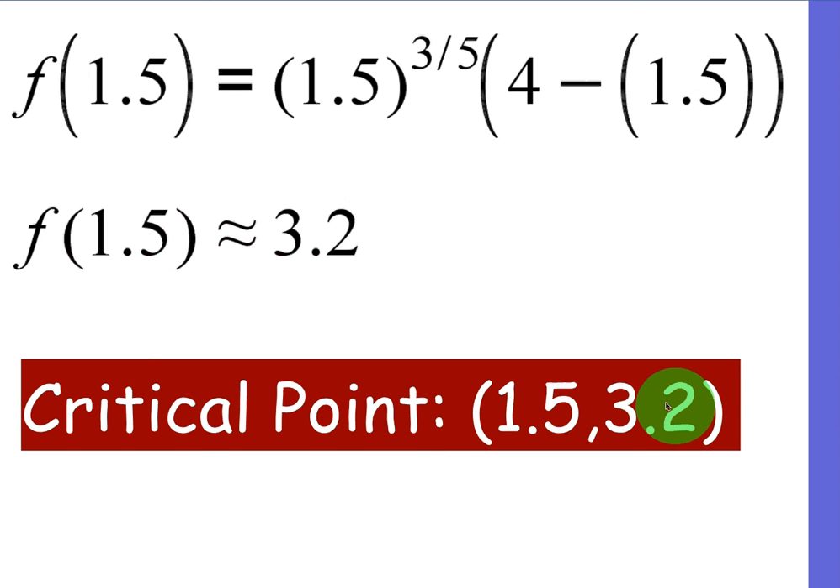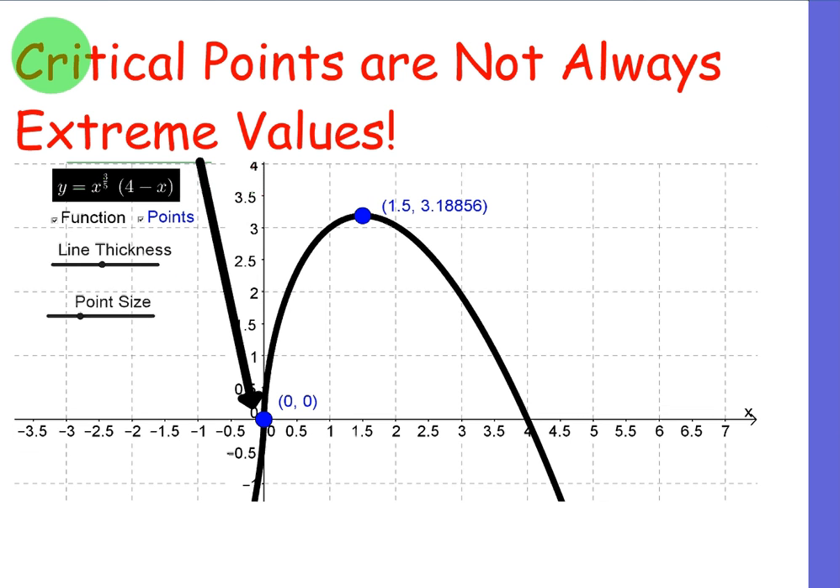Now here's where we really want to get at for this particular example. All right, we'll look at 1.5, 3.2 first. We can see why it's a critical value. It has a horizontal tangent. And when we plugged it back in, it ended up being a critical point. And it just so happens that the graph changes direction. Remember, that's not always the case for a critical value.